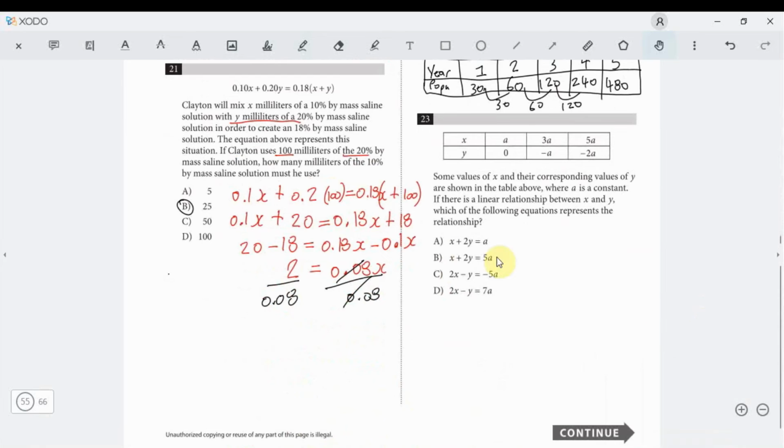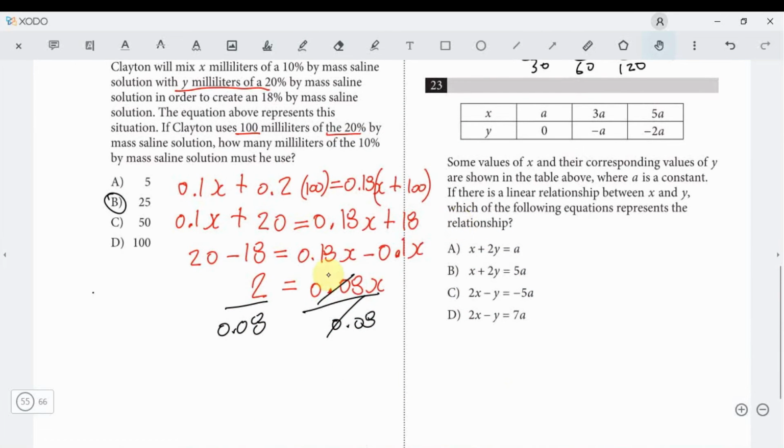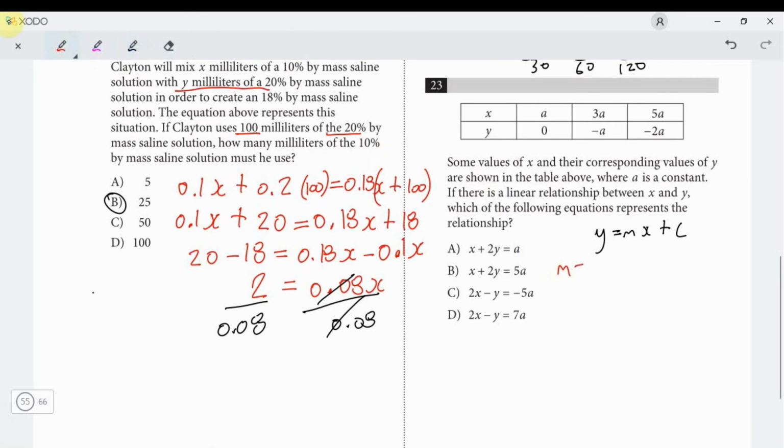Number 23, it says some values of x and the corresponding values of y are shown in the table. Which one represents the equation to satisfy both x and y given in those tables? So the first thing we know is the equation of a line is y equal mx plus c, where m is the gradient. So let's find m first. Remember, m is equal to y2 minus y1 over x2 minus x1. So let's use these 2 points, right?